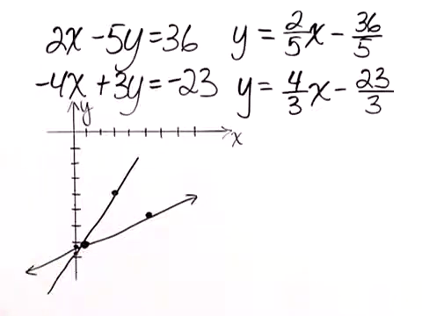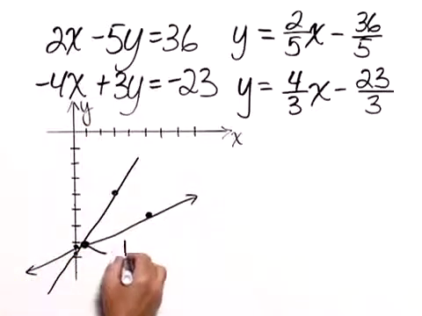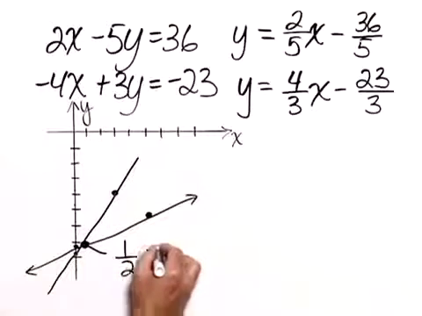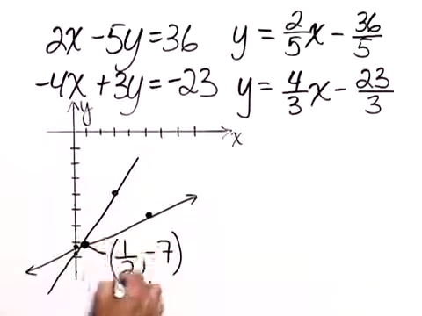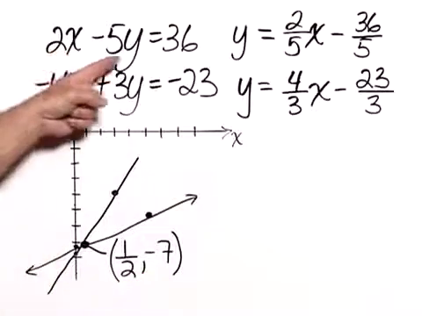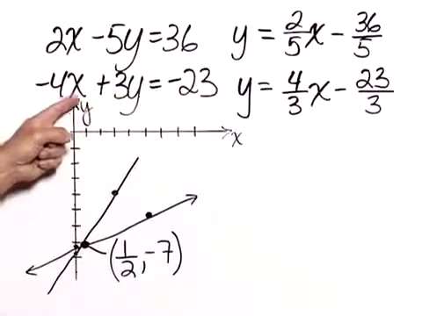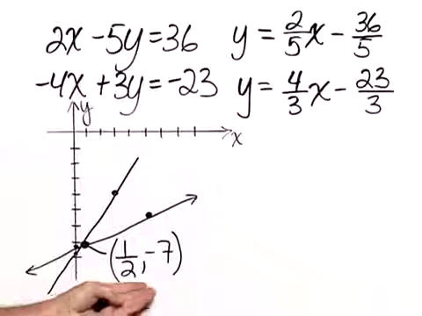Now the intersection, I have to draw it a little bit big, occurs right here. Obviously, if we were using graph paper, you would be able to see that more clearly, but that point is actually the point 1/2, comma, negative 7. We could verify that by substituting in 1/2 for x and negative 7 for y in both of these equations. I've already done that, so I do know that that is the correct solution. Now, in that case, we have one solution.